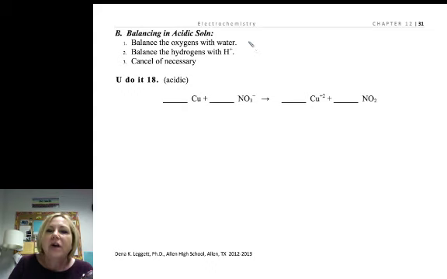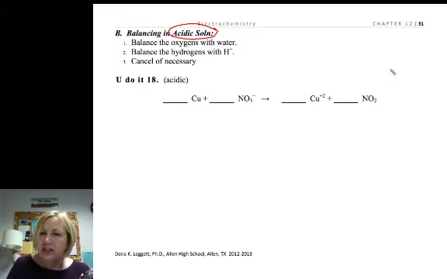Okay. Now, there are times when you're given even less of a skeleton to balance. And all the instructions will say is, here's the heart of the matter, here's the heart of the changes, and we're doing it in an acidic solution. So let's see what we do. Again, you assign oxidation numbers.